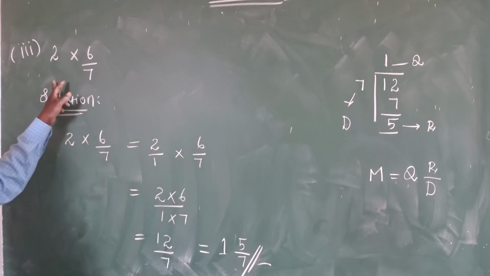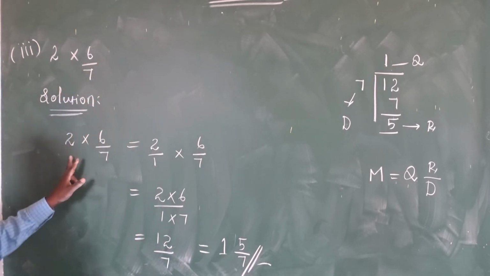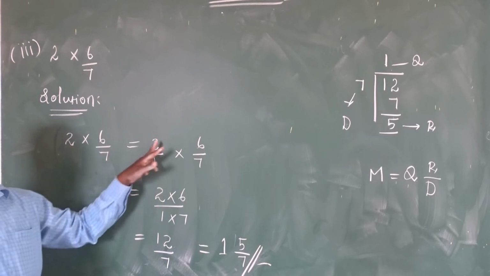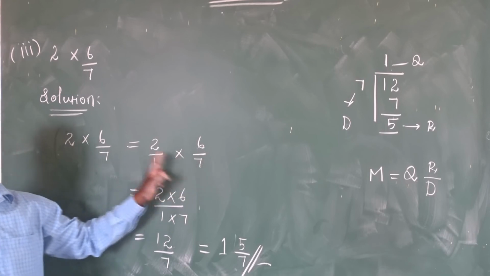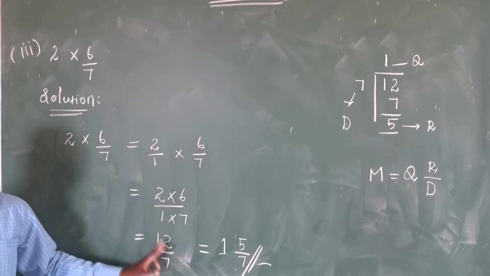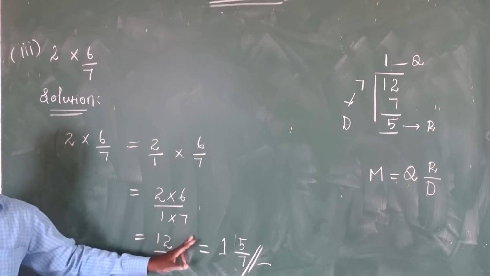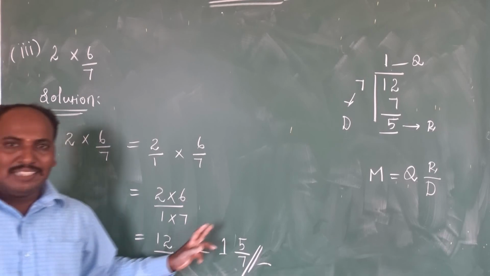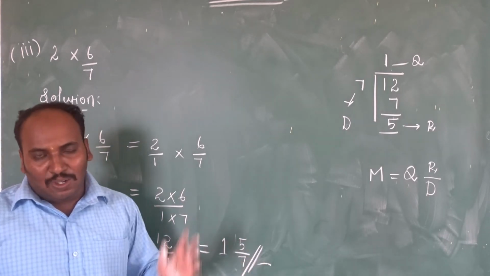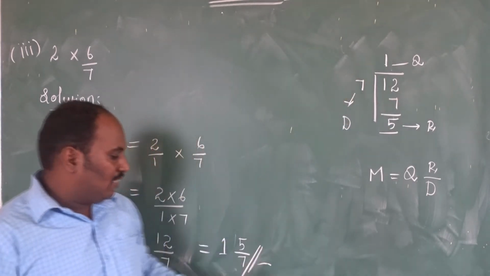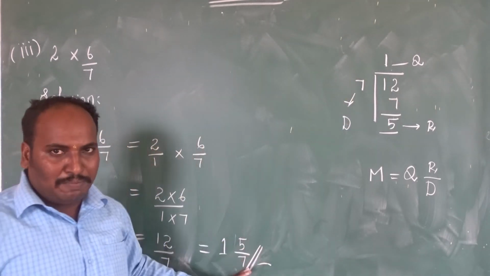Listen here. 2 times 6 by 7 is equal to 2 by 1 times 6 by 7. First we multiply the numerator part. 2 sixes are 12. 1 times 7 is equal to 7. 12 divided by 7. We convert to a mixed fraction because we want the lowest term. So 12 by 7 is equal to 1 and 5 by 7.